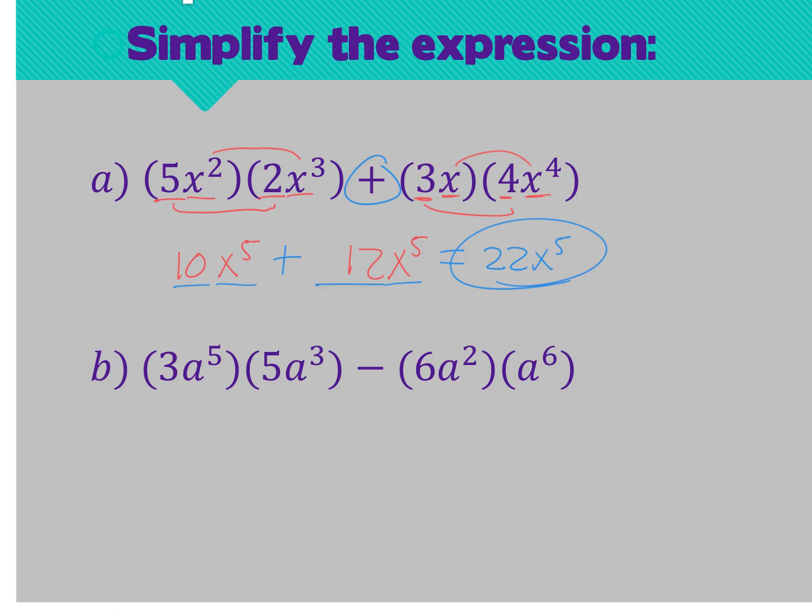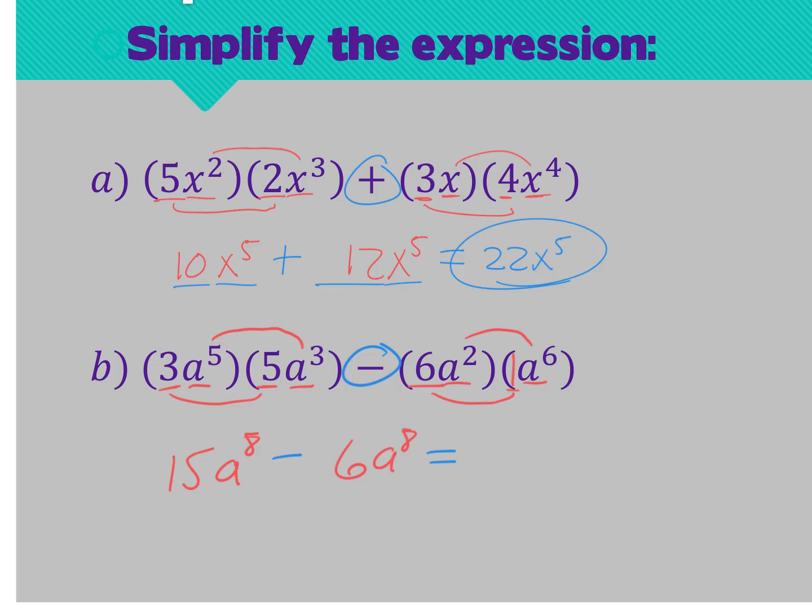Now, something like example B, same exact idea. I'm going to do any multiplication and division first before I do addition and subtraction. Do your order of operations. So I'm going to do 3 times 5, so 15, a to the 5th and a to the 3rd. Again, multiplying with the same base, I'm going to add those exponents. Same thing over here. 6 times, there's nothing to multiply with. I could just write a 1. Doesn't really matter. 6 times 1 is going to get me a 6. And a to the 2nd and a to the 6th is going to get me a to the 8th. Multiplying, you add the exponents. And now I can take care of that minus in between.